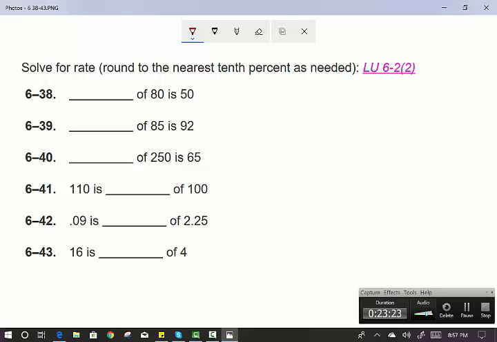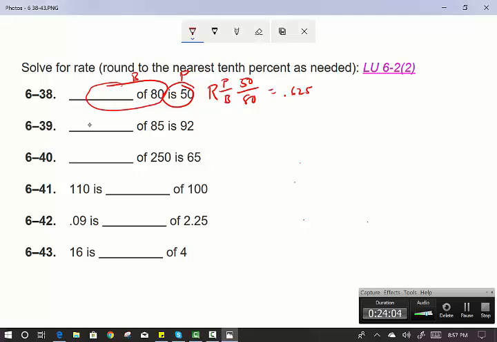Okay, on number 38, I don't see the rate. There's no percent sign there. So the number associated with "is" or "equal" is your part. The number that follows "percent of" is your base. And so we're going to be looking for the rate. The rate is equal to your part divided by the base. So the part is 50 divided by 80. Whenever you calculate this, you are going to get a decimal value on your calculator of 0.625.